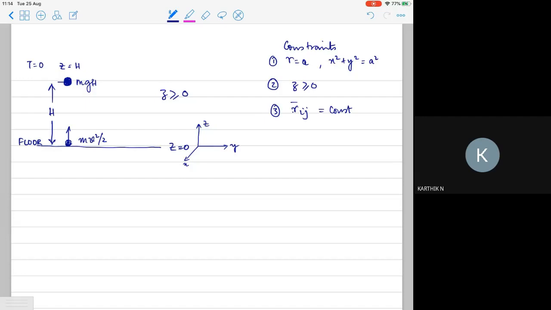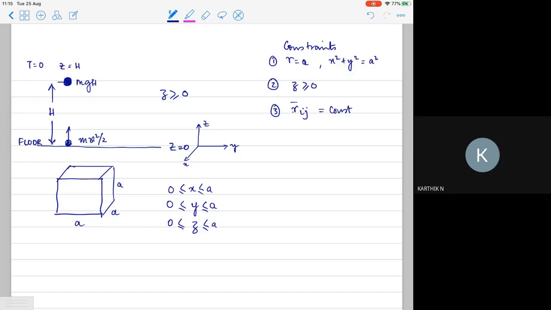So there are thousands of examples. I can just go on. So if I have a box of gas, and the side of the box is a square box, then I can say that the constraint on the particle, or I mean on all the particles, is this. So these are the equations of constraints.